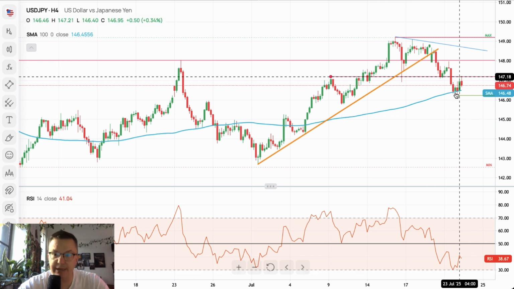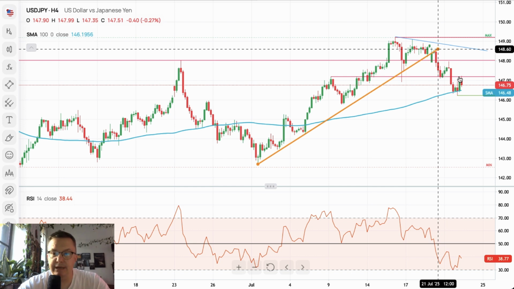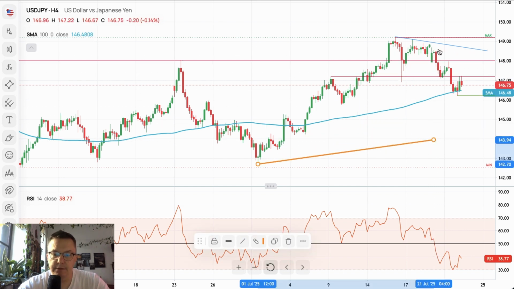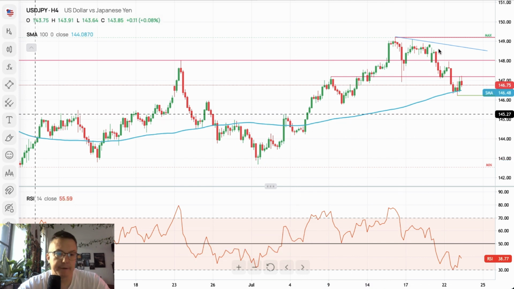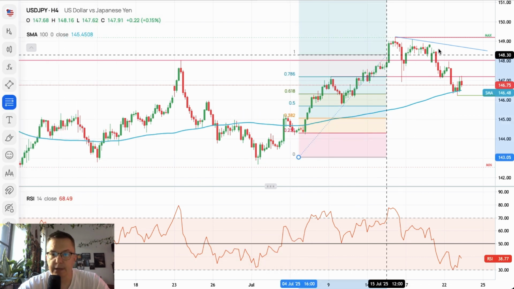So pullback to the upside, capped by the technical resistance. It looks like the bulls are under pressure, and maybe lower levels will be reached soon. Now let me just apply the Fibonacci retracement for this market.